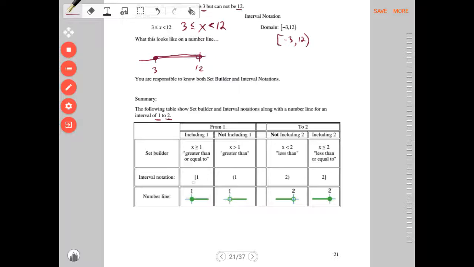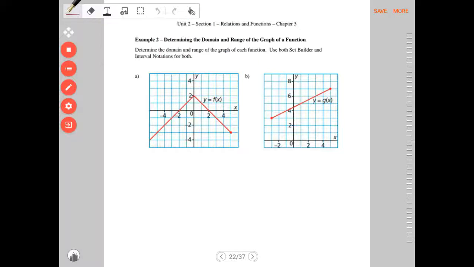In interval notation, if you have that equal sign, then it's a square bracket. If it's not equal to 1, then it's an open or circle bracket. Less than, again, is the circle bracket. Less than or equal to is the square bracket. And then on a number line, equal to has the closed circle, not equal to has the open circle. So that's a nice little summary for us. Let's try some more examples of this.